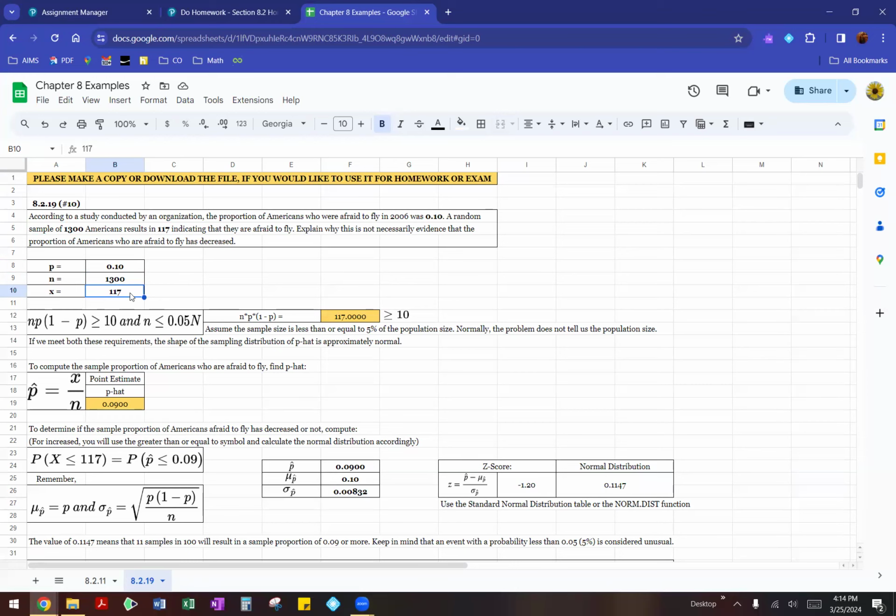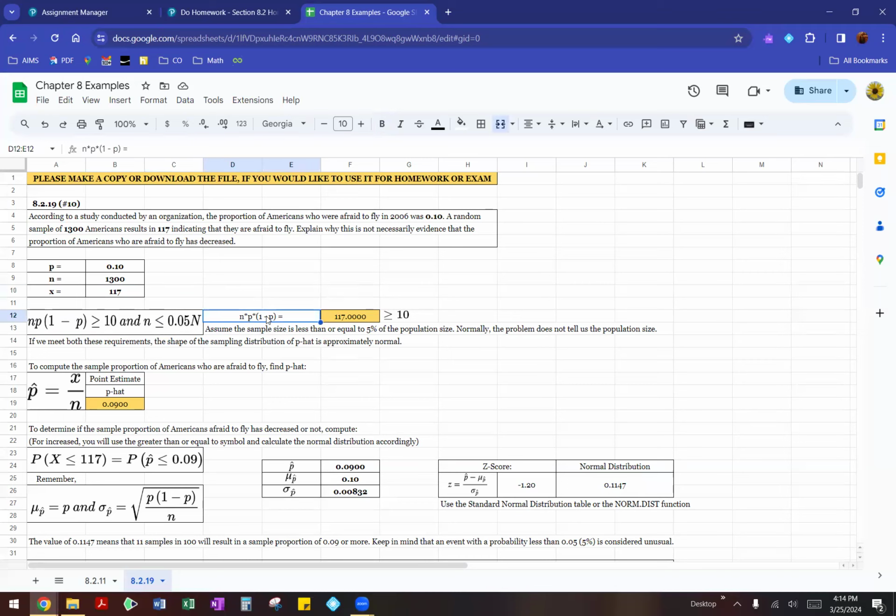So first we need to know if our distribution here is approximately normal or not. So these are the two things you have to check for. We need to see if n times p times 1 minus p is a number larger than or equal to 10. And then if our sample size n is less than or equal to 5% of the population size.